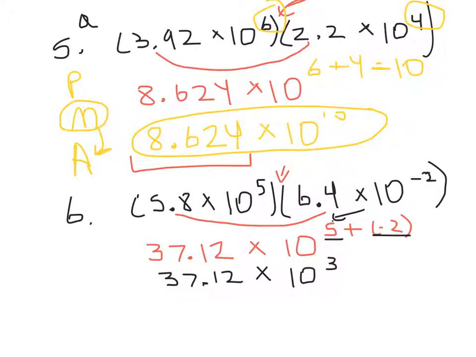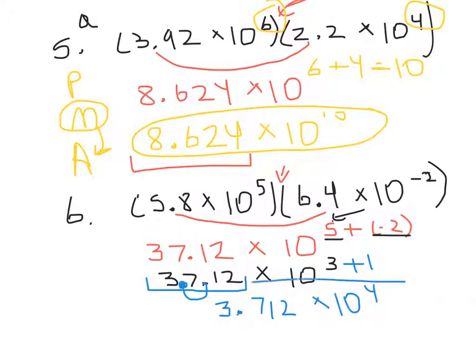And here's the issue now. When you end with scientific notation, that first number needs to be between 1 and 10, and 37.12 is larger than 10. So to change this to a number between 1 and 10, we would move our decimal 1 place to the left, and then we would add that exponent change to our 3. So our final answer is 3.712 times 10 to the 4th power, and now we are finished with number 5.